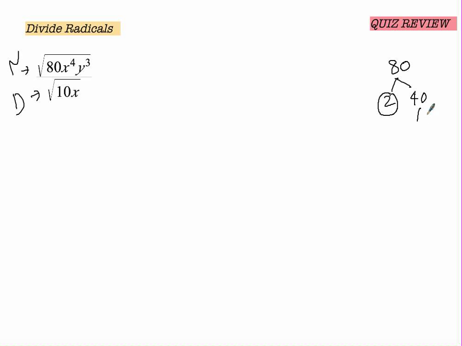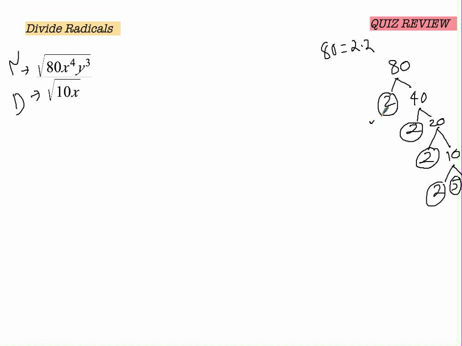40 we can simplify, say this is the same thing as 2 times 20. This is prime. 20 we can break down as 2 times 10. This is prime. 10 we can break down as 2 times 5. These are both primes. So this number 80 is the same thing as 2 times 2 times 2 times 2 times 5. Which is pretty much the same thing as 2 times 2 is 4, 4 times 2 is 8, 8 times 2 is 16, times 5.